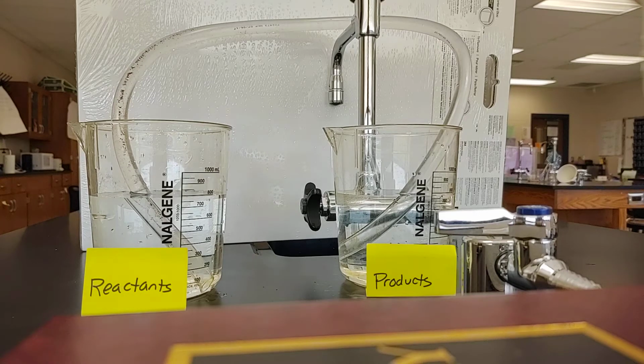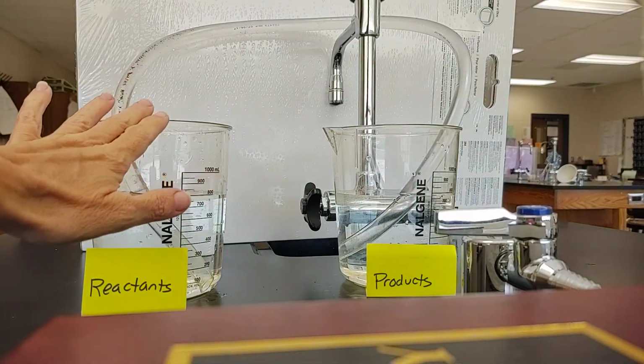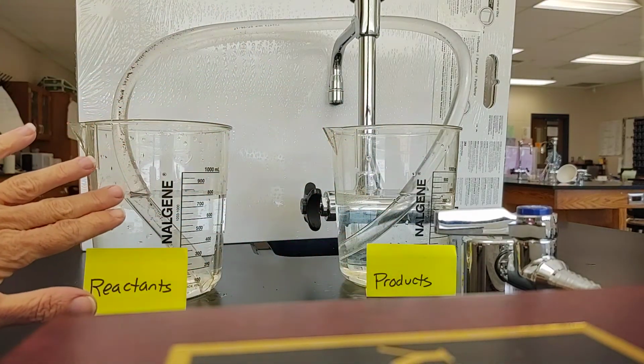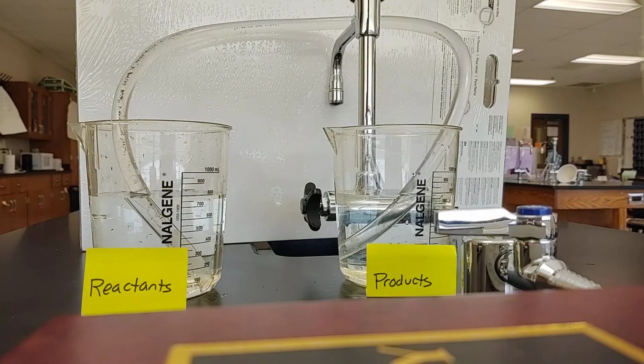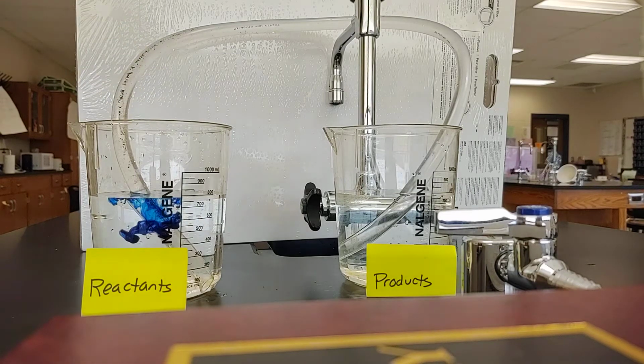Hey everybody, I'm here today to give you a demonstration of Le Chatelier's principle. I have two containers here. They're both equivalent. They both have the same amount of water in them. It may be difficult to see that, so I'm going to put a little bit of food coloring in here. All right, so let's put a little bit of blue into the one that's labeled reactants.